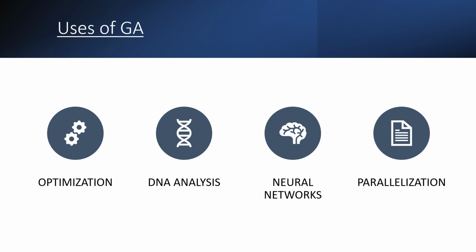DNA analysis. GAs have been used to determine the structures of the DNA using spectrometric data about the sample. Neural networks. GAs are also used to train neural networks, particularly recurrent neural networks. Parallelization. GAs also have very good parallel capabilities and prove to be very effective means in solving certain problems and also provide a good area of research.